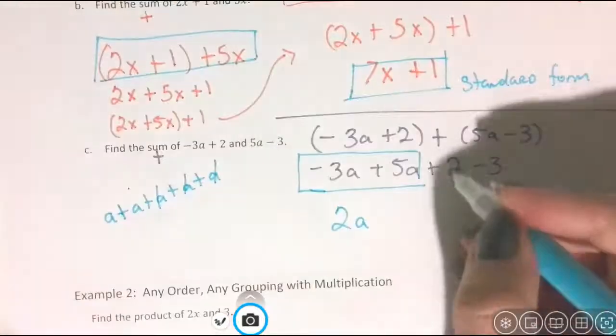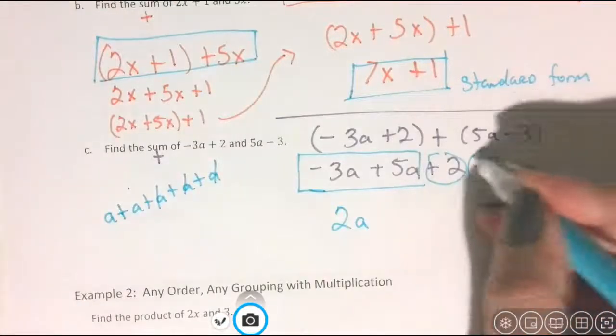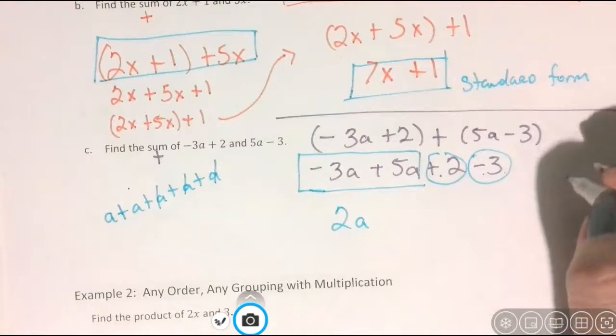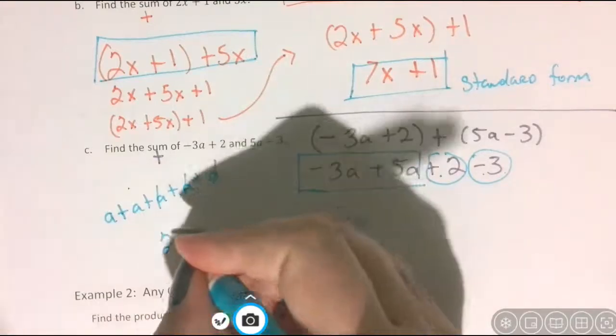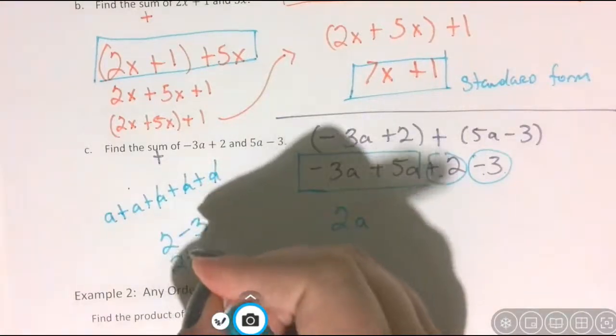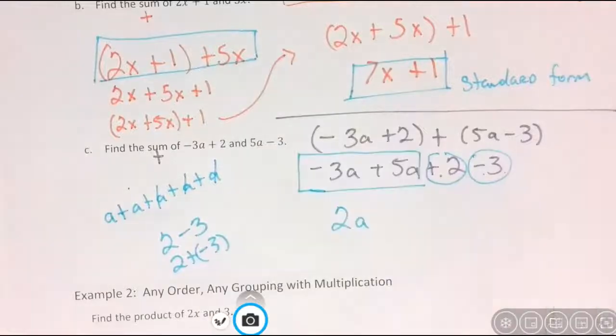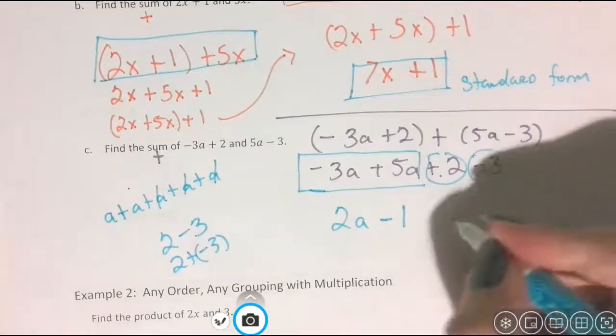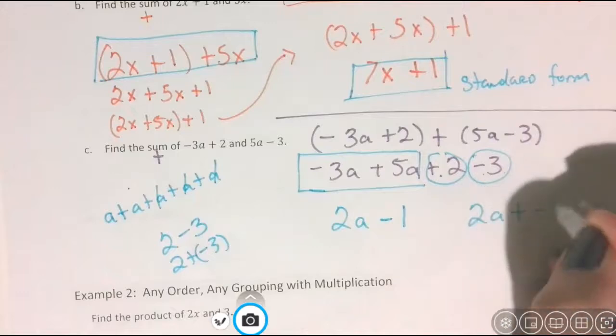And then these two terms are like each other. So I have 2 minus 3. I could think of that as 2 minus 3 is 2 plus negative 3, if I wanted to. Regardless, the answer is negative 1. I might write that as 2a plus negative 1.